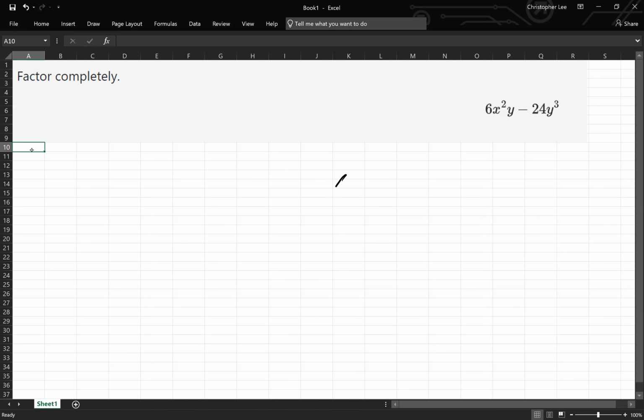Six what? 6x? No, six what? 6y. Very good. So I'm factoring out 6y. Remember, whenever you factor out a 6y, it's like you're dividing by 6y. 6 and 6 cancels out. y and y cancels out, leaving back x squared.